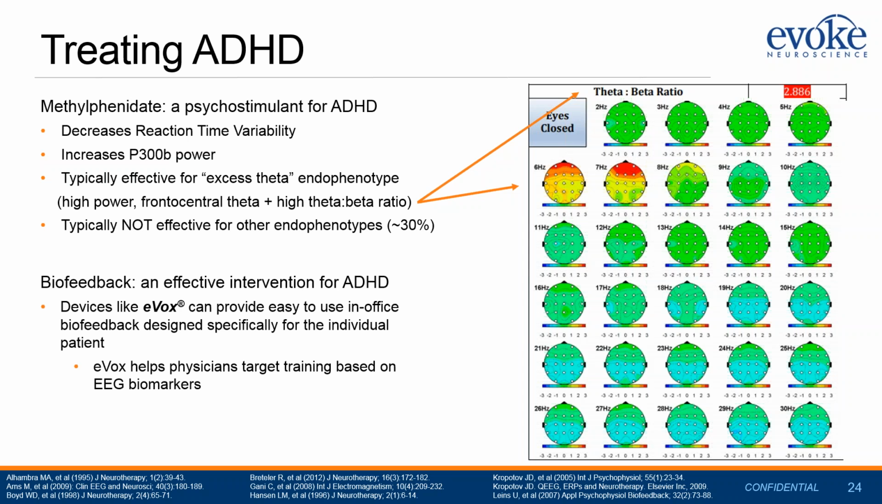So eVox can help physicians target training based on their biomarkers, and it can also train suboptimal regions that might be associated with clinical symptoms using neurofeedback. So just an alternative to methylphenidate for those patients where you can look at their biomarkers and right off the bat tell they're not going to respond well. Biofeedback and neurofeedback could be a really great treatment option.